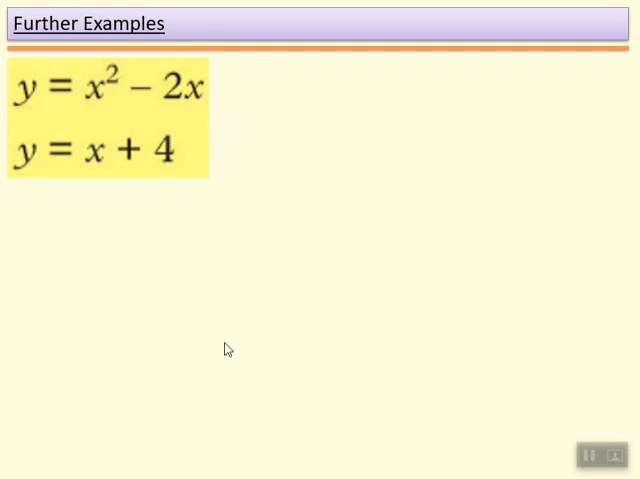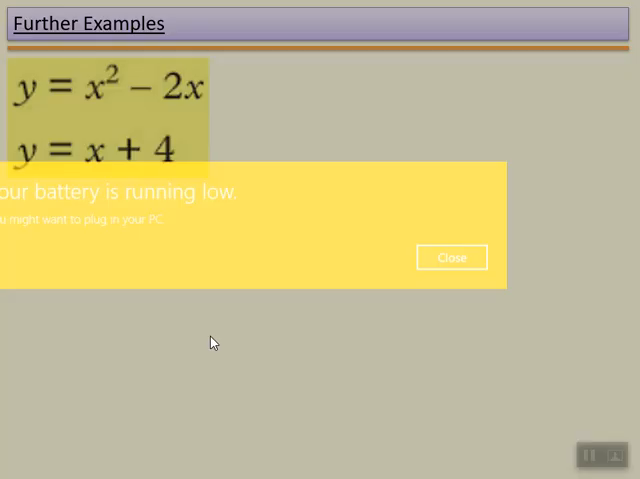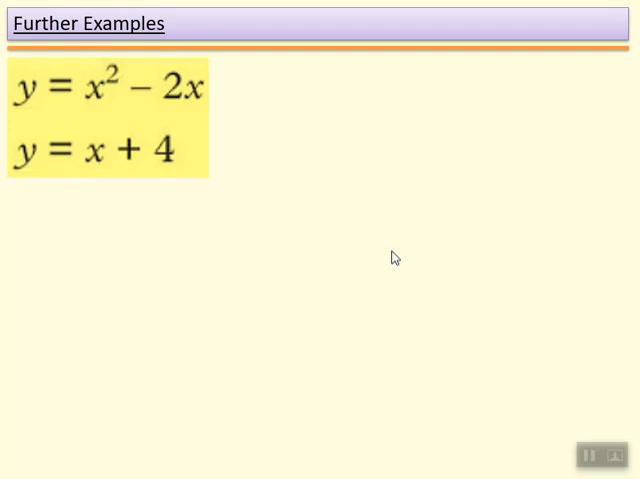I think this is exercise 41-1A, I think it is. Oops, battery's running low. Okay, so this is how to do it.